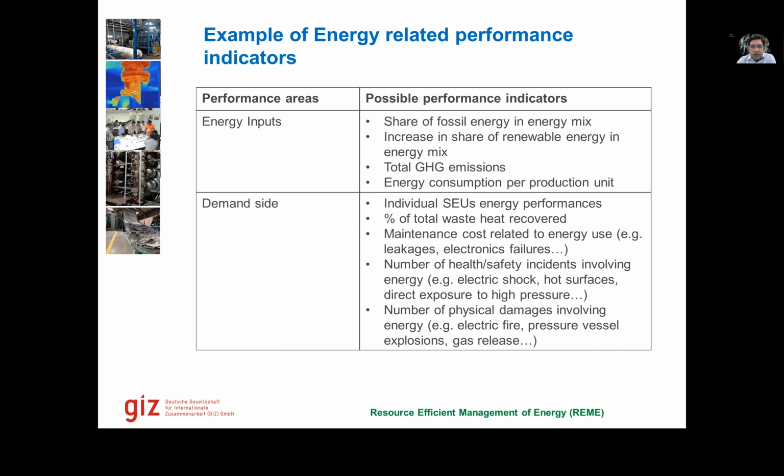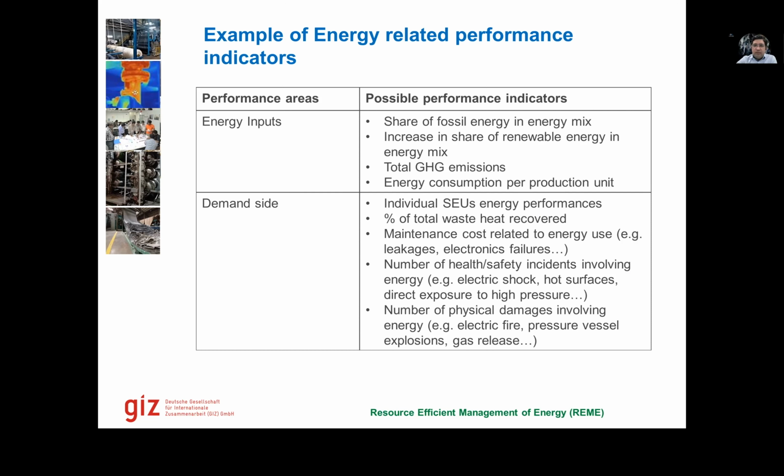Some examples: in energy inputs, we could develop indicators like share of fossil energy in the energy mix, or we could put a target based indicator, for example, increase in share of renewable energy. So we could say we want to increase the share of renewable energy from 0% to 10% in the next 2 years, and then up to 40% in the next 7 or 8 years, for example. Then total absolute GHG emissions. This is what we also have to report to the textile buyers and to HIGG FEM as well. Then energy consumption per production unit.